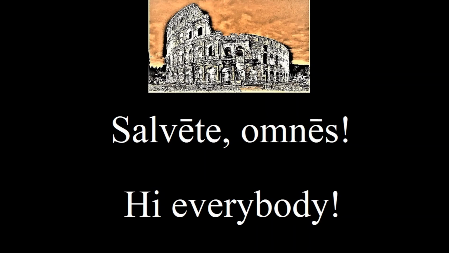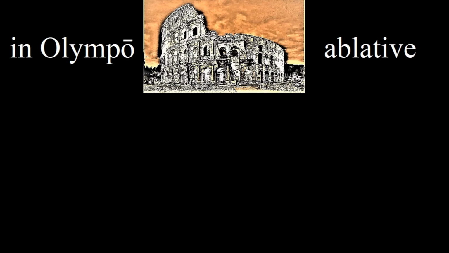Salvete omnes. Hi everybody. In the previous lesson's story, we encountered in Olympā, but we know that the home of the gods was called Olympus, right? This O ending is another noun declension called the ablative. The name is not important. What we need to remember is that we use this form when we talk about the location of an action. There are also a few other uses, some of which we'll cover in the next few lessons.